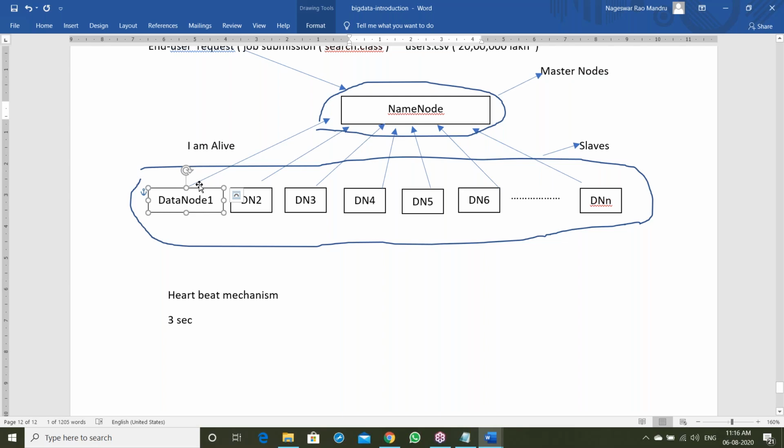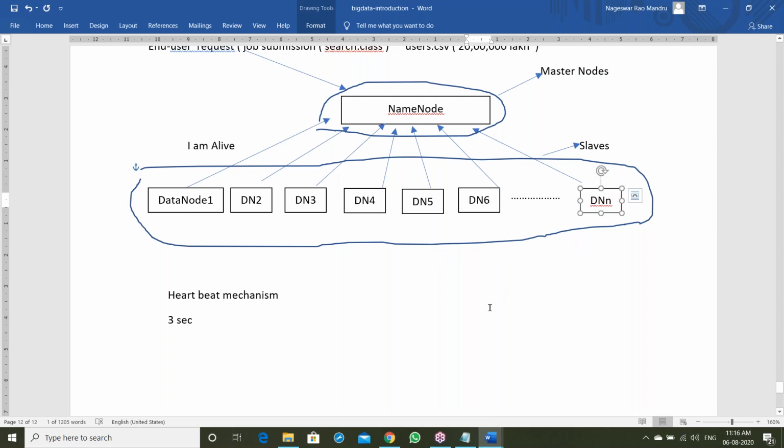Now for the same data, a second copy and a third copy are available, 2 more copies. Suppose this node fails with 50 GB of data. That means 50 GB of data is lost, right? But the same 50 GB, the second copy and third copy replicas, are available on two other nodes.